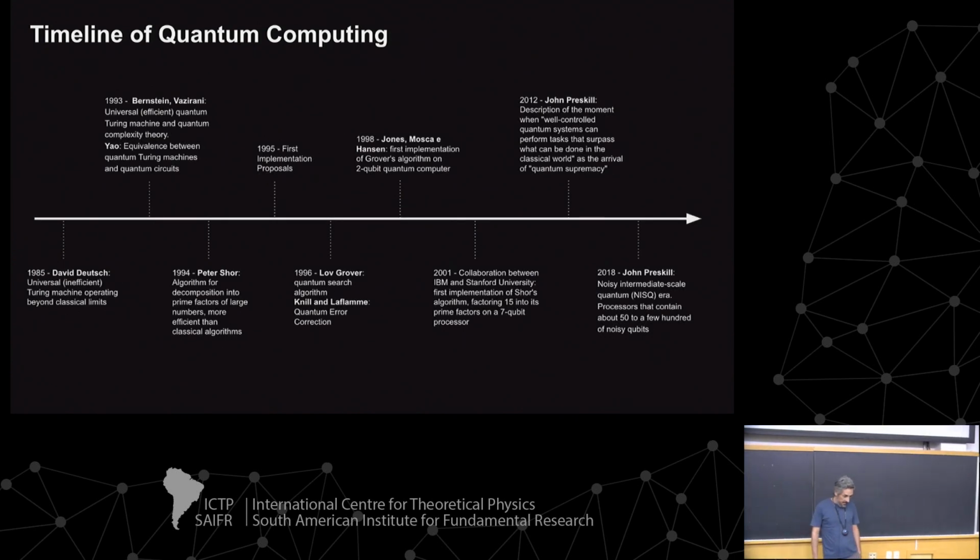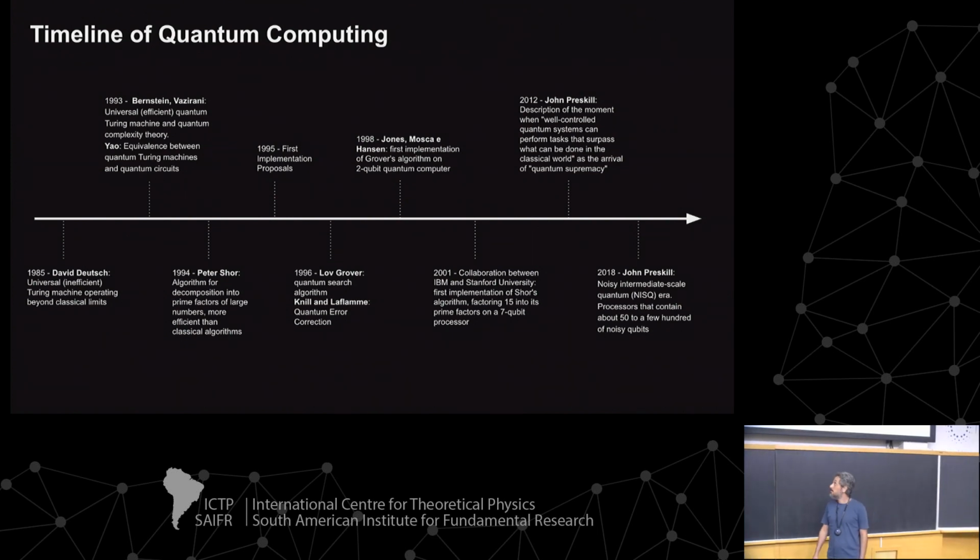In 1985, Deutsch introduced an algorithm. 1993, there is another famous algorithm from Bernstein and Vazirani. In 1994, we have the boom of quantum computing with the algorithm of Peter Shor for decomposition into prime terms. In 1996, Lov Grover with the quantum search algorithm, and Knill and Laflamme in 1996 with quantum error correction. Then in 1998, the first implementation of Grover's algorithm.